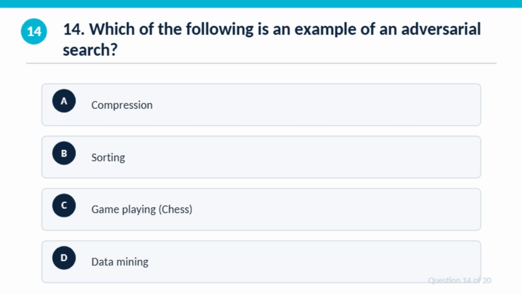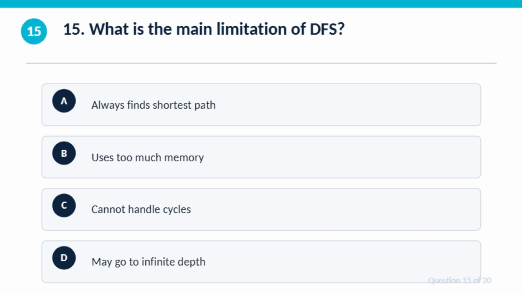Which of the following is an example of adversarial search? A. Compression. B. Sorting. C. Game playing. D. Data mining. The correct answer is C. Game playing.